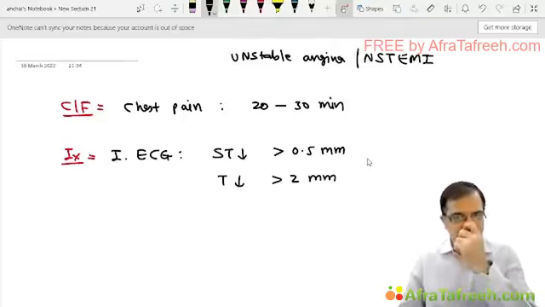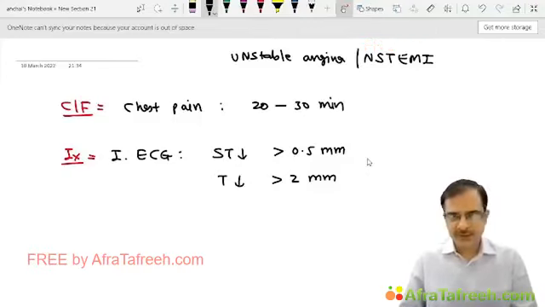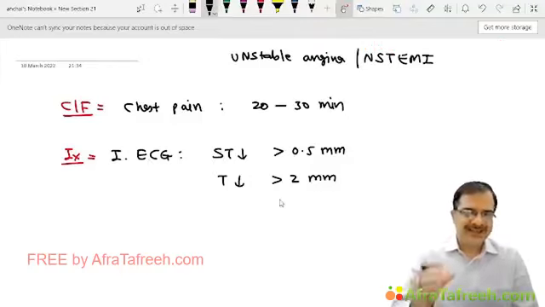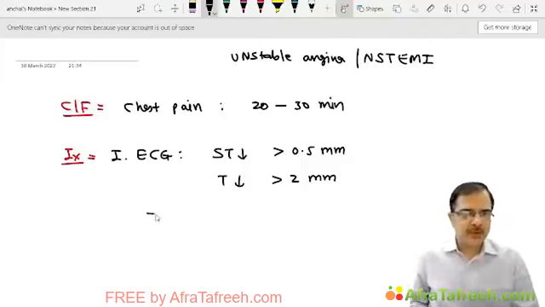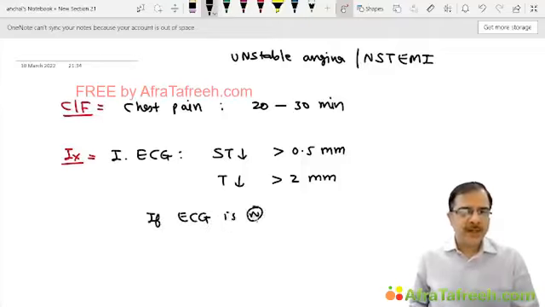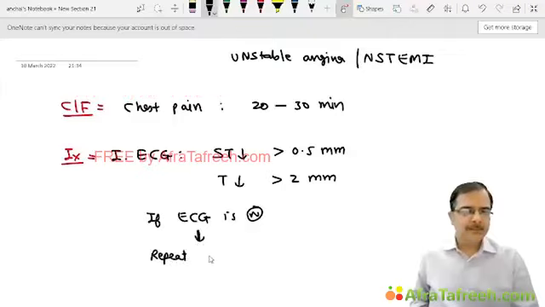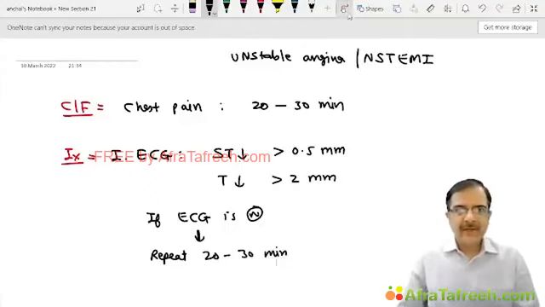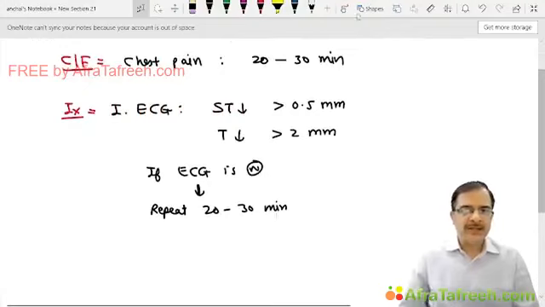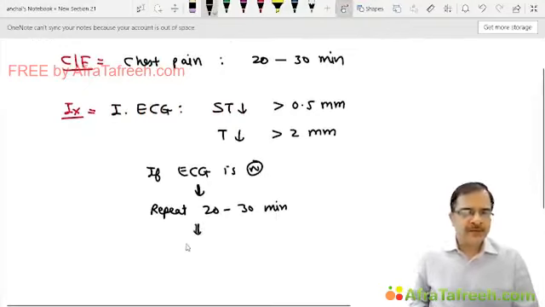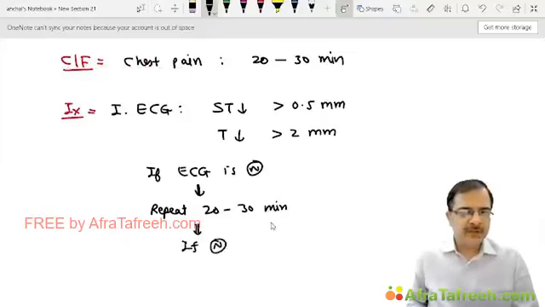We usually follow the American Heart Association guidelines for the management of these ischemic heart diseases. Now, suppose a patient's ECG is normal. So this is a protocol for you. If a patient has anginal pain but the ECG is normal, you repeat the ECG after 20 to 30 minutes.